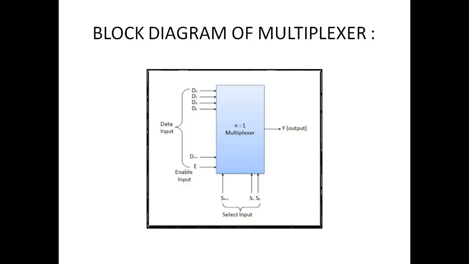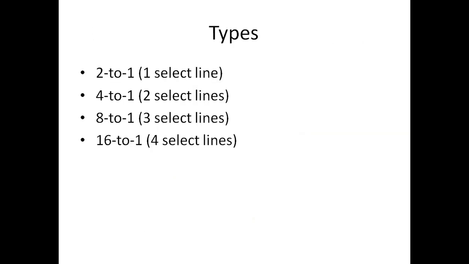Now you may also see that there is one enable input. What does this mean? This enable input works like a clock. If its value is 1, then the multiplexer will work. If its value is 0, then the multiplexer will not work. This is the same as a clock input. So this is the block diagram of a multiplexer.